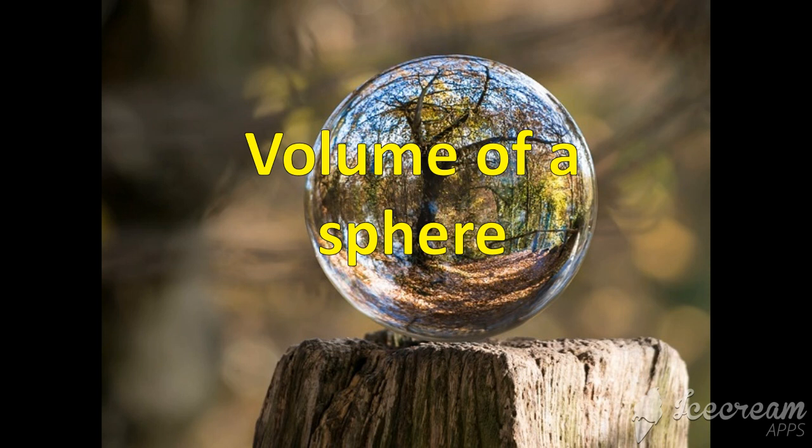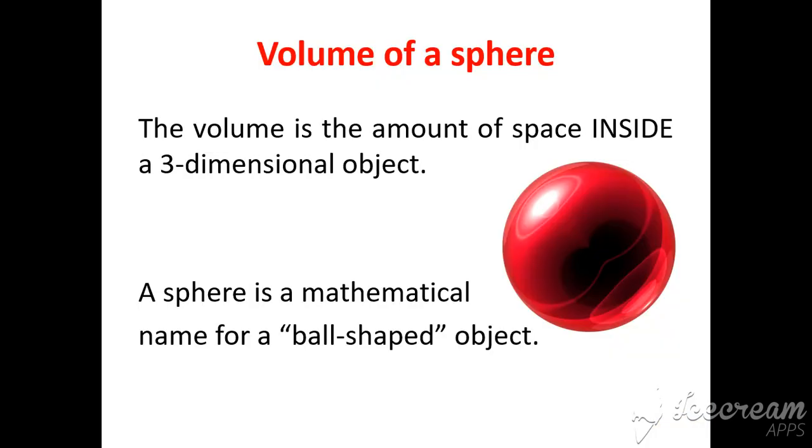In this video, we're going to chat about the volume of a sphere. Now we know the volume is the amount of space inside a 3D object. We're now going to talk about a sphere, which is a mathematical name for a ball-shaped object. In other words, just a ball. It needs to be a perfectly symmetrical spherical ball, no dents, not squashed in one way. It's got to be a beautiful ball, and we call it a sphere.